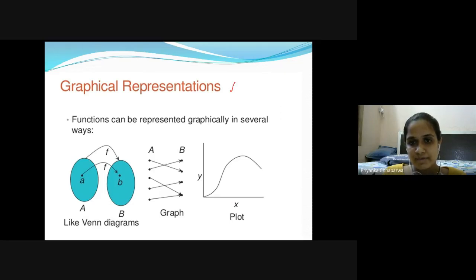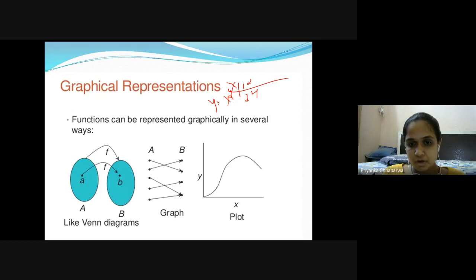Suppose the function is y equals x square. So the value of y, when x is 1, is 1, and when x is 2, the value of y is 4. So we can just draw the graph by dots.